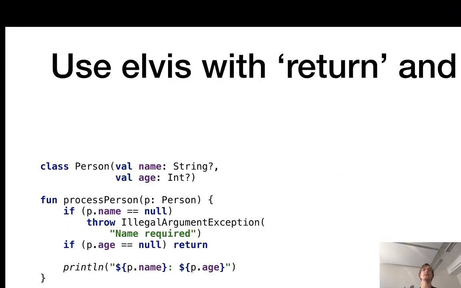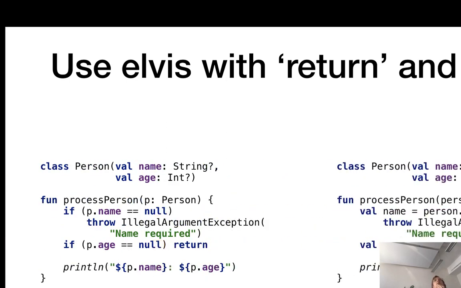The next example I'm going to show is the use of the Elvis operator. Once again, I have some code that validates the parameters of the function in a way you would do this in Java. I have a person which can have a name or it can have an age, and both of these are optional. And I'm just doing manual checks. So if the person name is null, then I'm throwing an exception. If it doesn't have an age, then I just return. In Kotlin, I can rewrite this shorter.